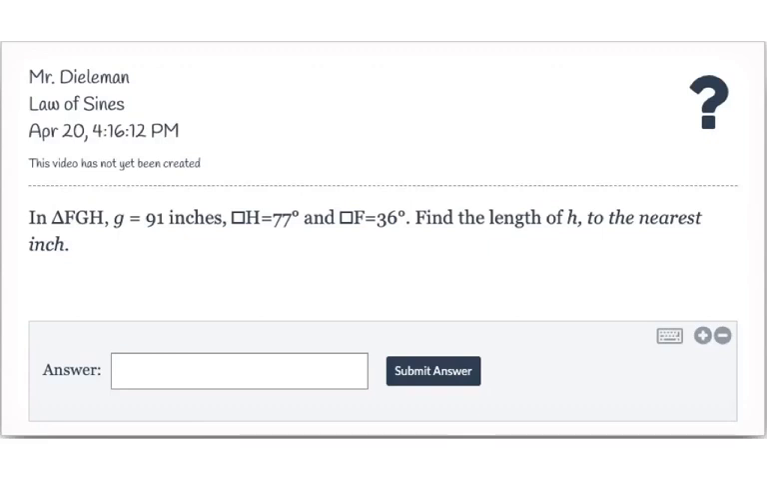So on Delta, they're going to give you a problem in this form. You've got a triangle, in this case triangle FGH, where side length G is 91 inches, angle H is 77 degrees, and angle F is 36 degrees. Find H to the nearest inch, and we're going to submit our answer in that place. So let's first draw a triangle.